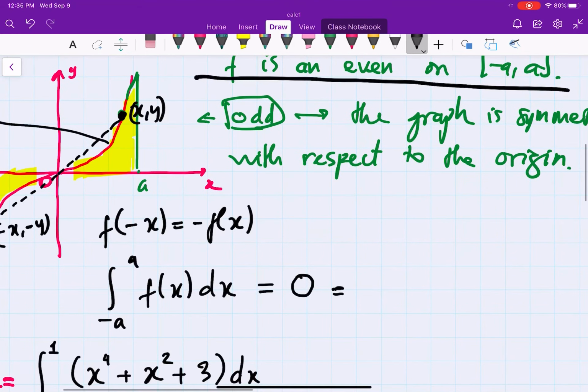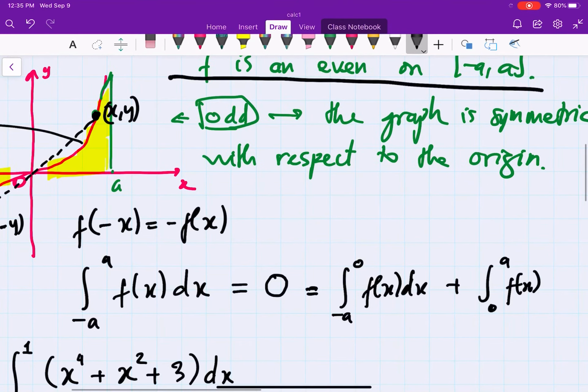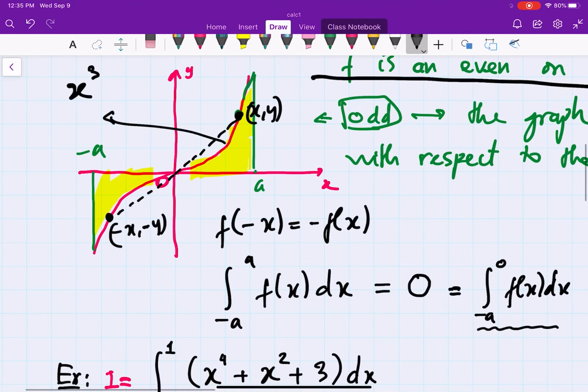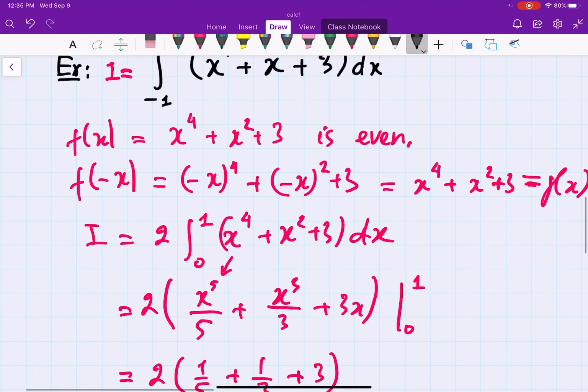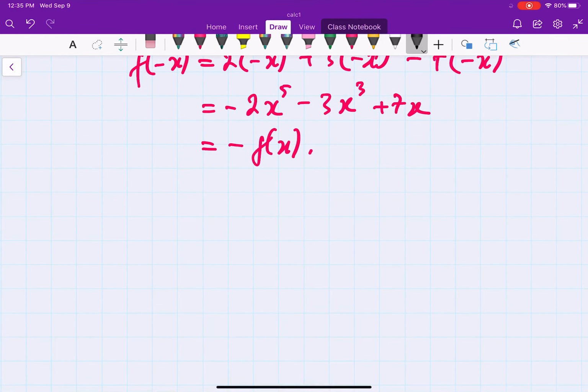I think I need to write this right away: from -a to 0, f of x dx, plus 0 to a, f of x dx. So when you change the variable, you will get the negative of this right away. They will cancel out. Of course, you might do a change of variable, a substitution, but from this picture you see one part is just negative area, another one is positive area. So when you integrate it, they will be cancelled out because they have the same absolute value. Does that make sense? All right, let's consider one more example and then we finish this video.